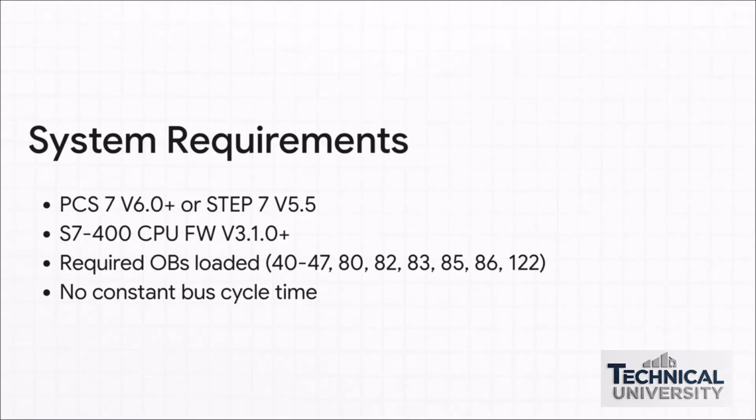Of course, a feature this powerful has some ground rules. You need the right versions of your software and firmware listed here, but let me highlight two things that are absolutely critical. First, your user program must contain these specific organization blocks, or OBs. Think of them like your system's built-in event handlers. They catch any hiccups during the live reconfiguration and prevent the CPU from faulting. Second, you have to disable constant bus cycle time. You need to give the system that little bit of timing flexibility to integrate the new hardware smoothly.